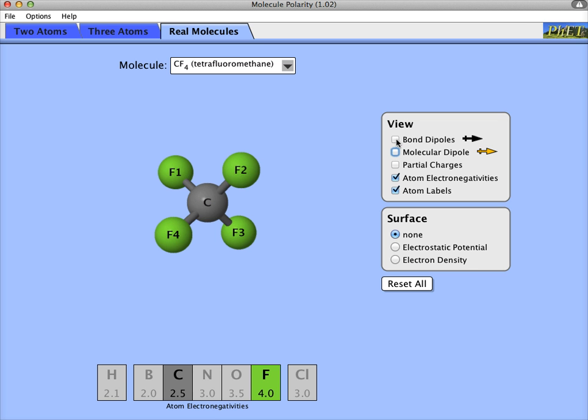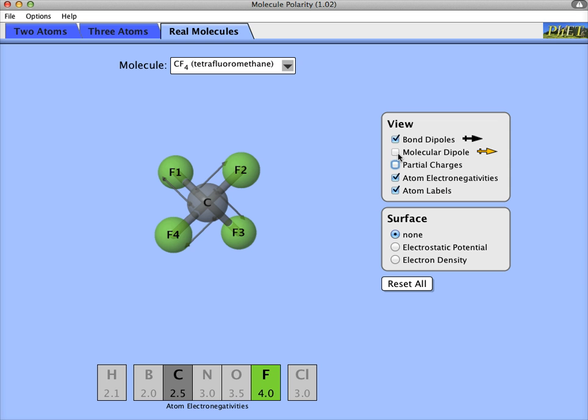So this is carbon tetrafluoromethane, and you see it's carbon with 4 fluorines, and the difference between carbon and fluorine is pretty noticeable. And so you see that these arrows will go from the carbon to the fluorine for each one, making this carbon slightly positive and each fluorine slightly negative.